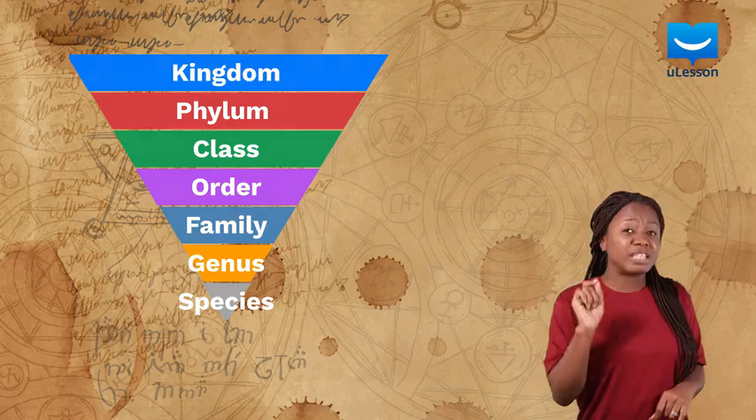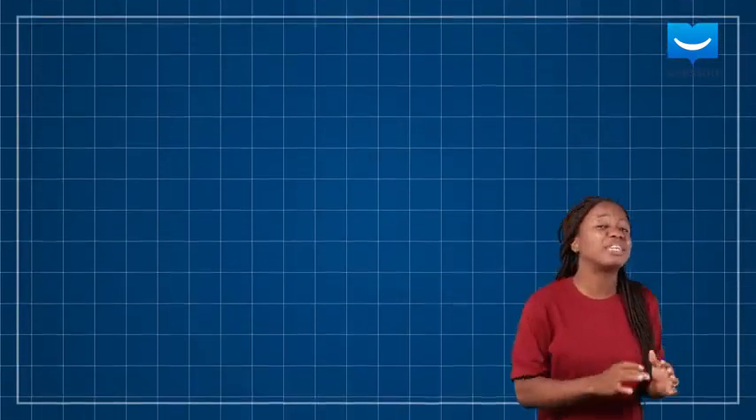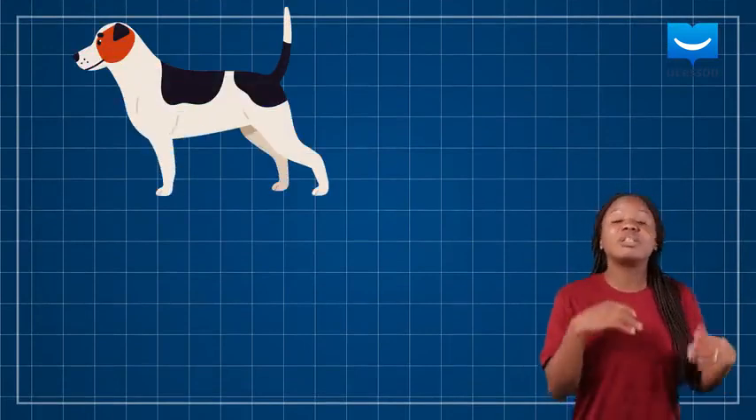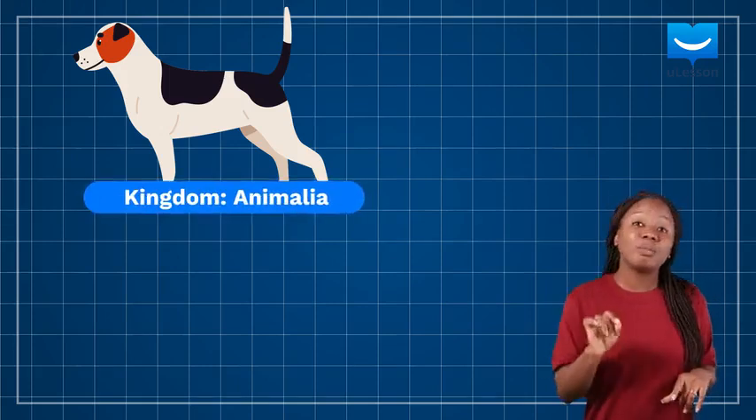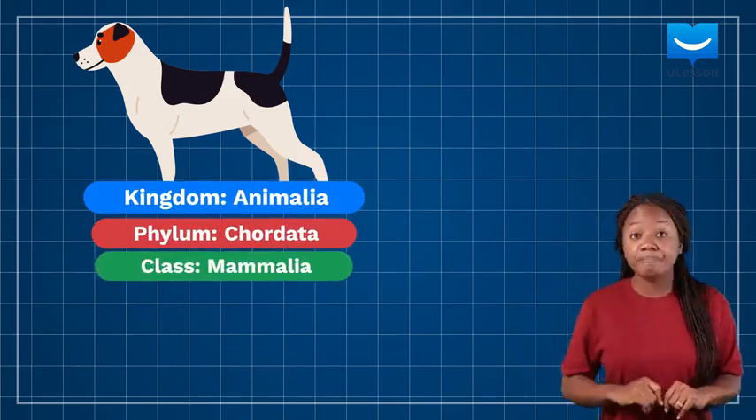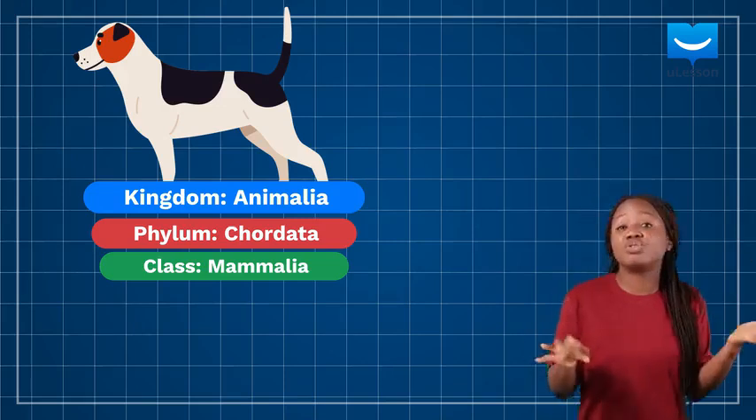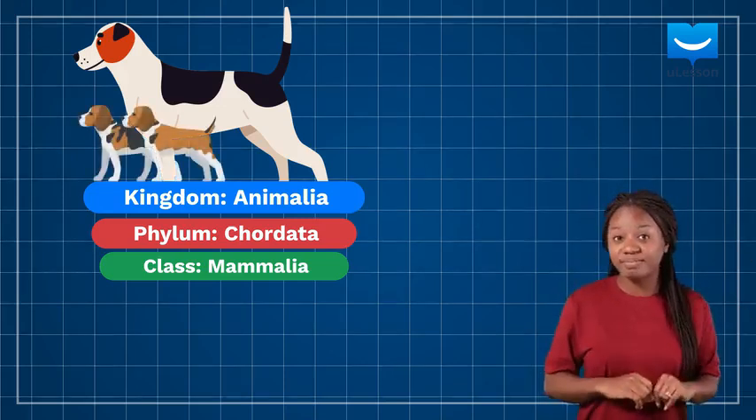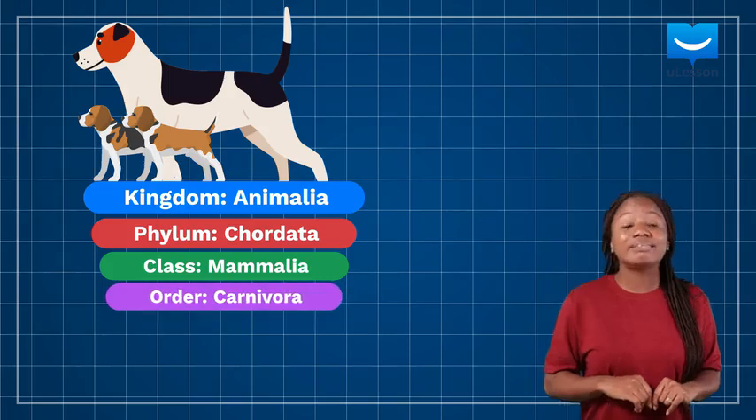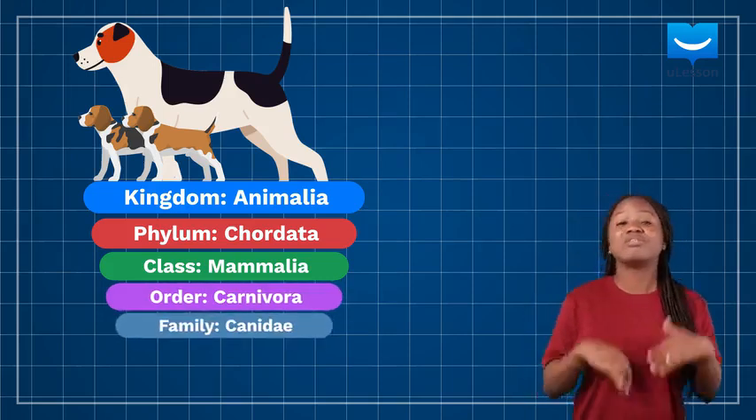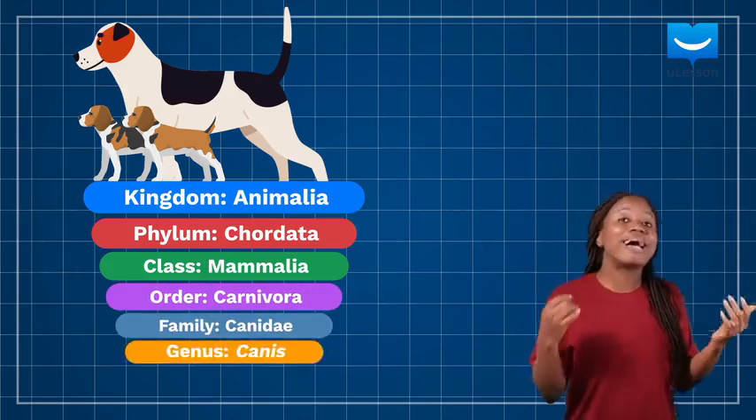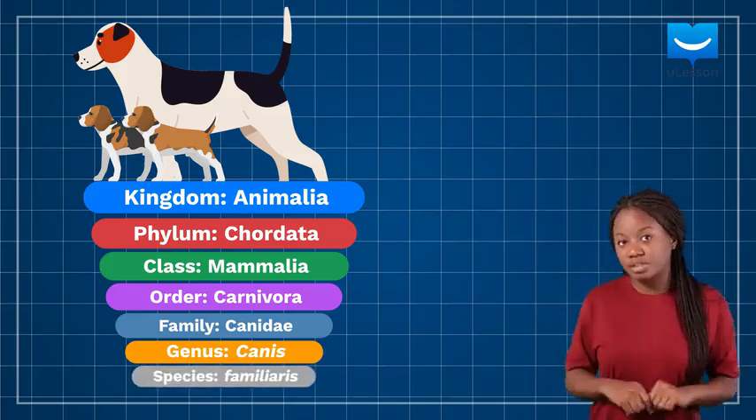Now let's consider a very simple example. Let's classify the domestic dog, the kind you see wandering around your neighborhood. Domestic dogs belong to the kingdom Animalia and the phylum Chordata because they have notochords. They belong to the class Mammalia. Mammalia is a class of animals that give birth to young ones alive, puppies in this case. Going further below, they belong to the order Carnivora and are of the family Canidae because of their well-developed canine teeth. Then, they belong to the genus Canis and the species familiaris.